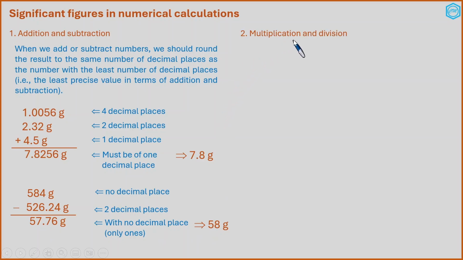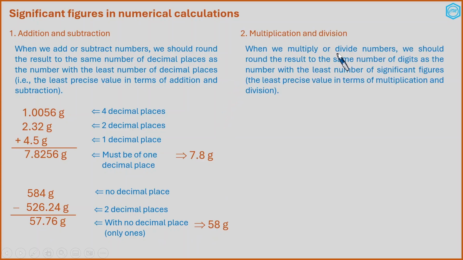Now let us see multiplication and division. When we multiply or divide numbers, we should round the result to the same number of digits as the number with the least number of significant figures. That means the least precise value in terms of multiplication and division.